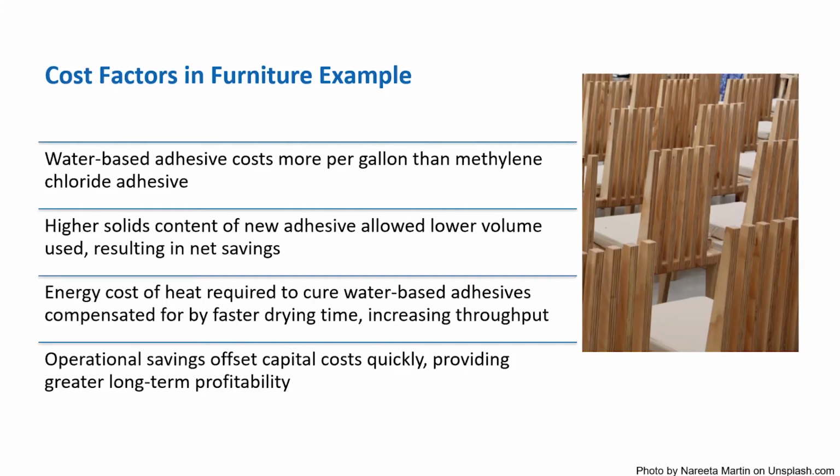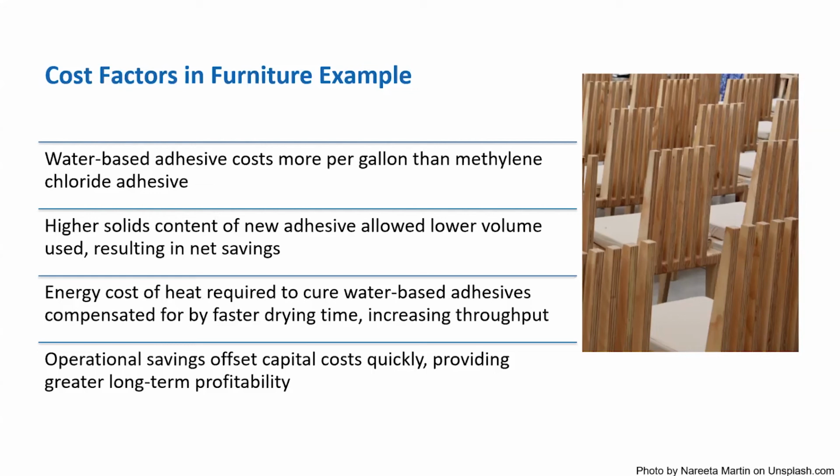While the water-based adhesive costs more per gallon than the methylene chloride-based adhesive, the higher solids content of the water-based adhesive reduced the volume of adhesive needed, which resulted in an overall savings for the new process. In addition, the cost of energy required to heat the furniture to fully dry the wood using the new system actually decreased the overall drying time, resulting in an increase in production throughput. More throughput meant more furniture available for sale.